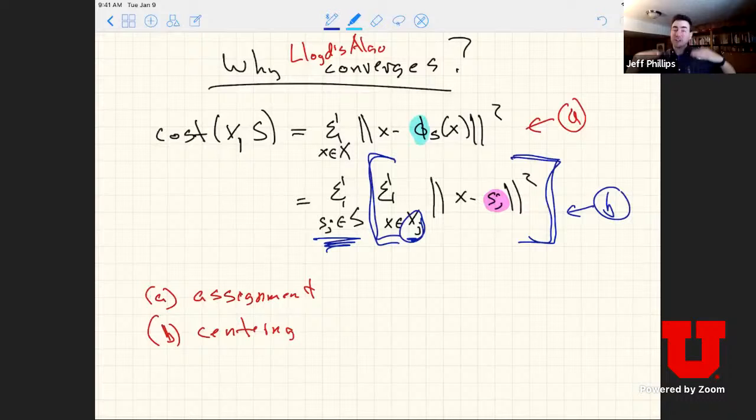So if the cost function is decreasing, I can't get into an infinite loop here. Otherwise, I might get an infinite loop somehow. But if the cost function is going down, then I can't return to any configuration I was at before, because that would have meant the cost function went down and then back up again, which I know can't happen because each step is minimizing this cost function. This is a key insight to realize why it's converging, even if it's not a global minimum it's converging to.